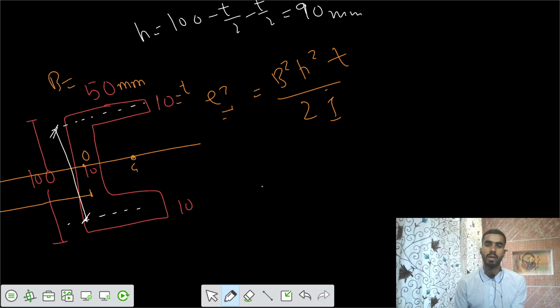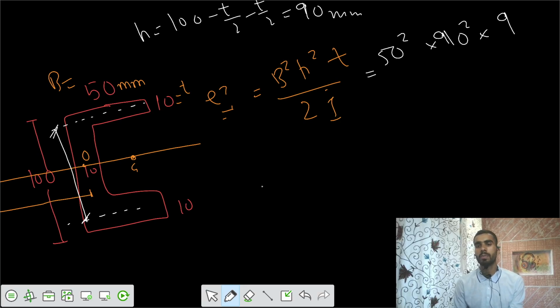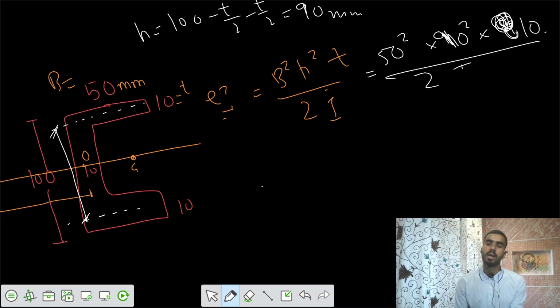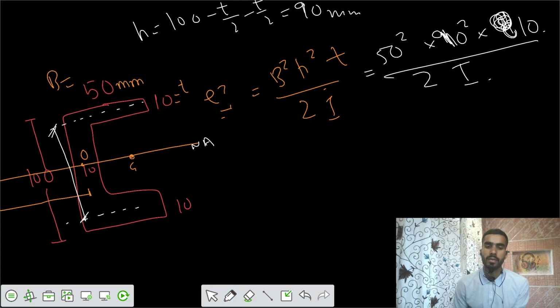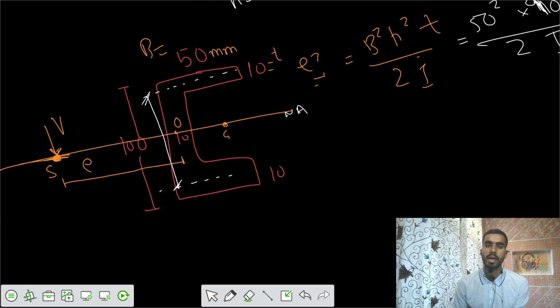So you substitute the values that we can write. b square is your 50 square. h square is your 90 square, plus thickness of 10. 90 square into 10 divided by 2 into I. But what is the value of I? I neutral axis. What's the value of I? How can we solve this?